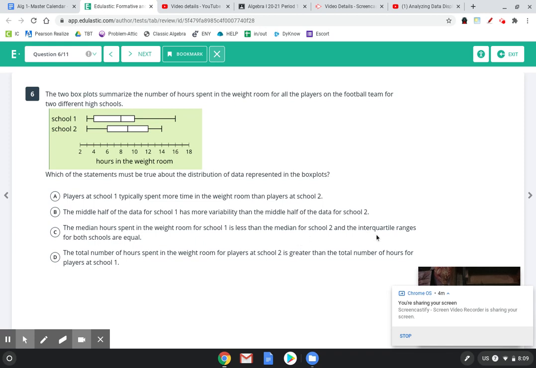C, the median hours spent in the weight room for school 1 is less than the median for school 2, and the interquartile ranges for both schools are equal. Okay, something to consider. D, the total number of hours spent in the weight room for players at school 2 is greater than the total number of hours for players in school 1. Can we determine that? Okay, so which of those can you determine? Look for ones you know we can't determine and get rid of those.